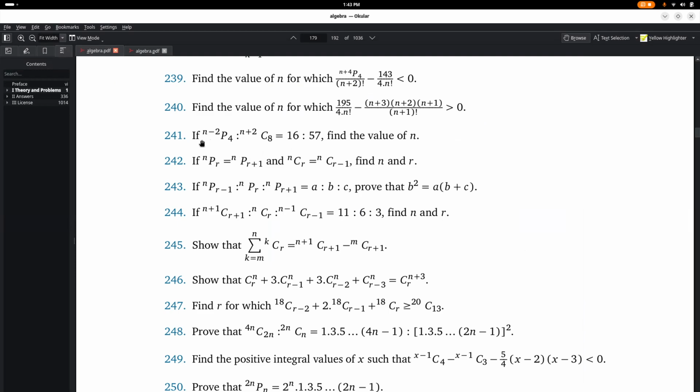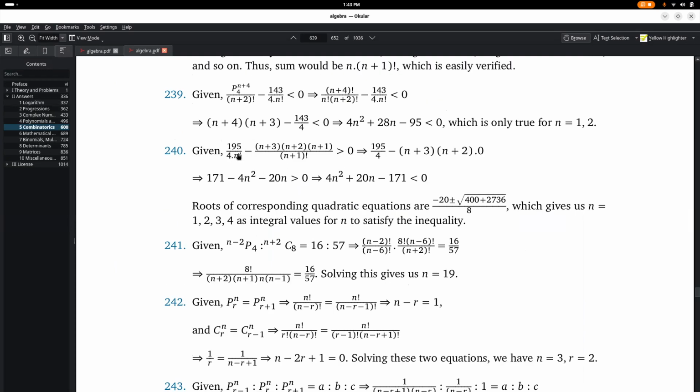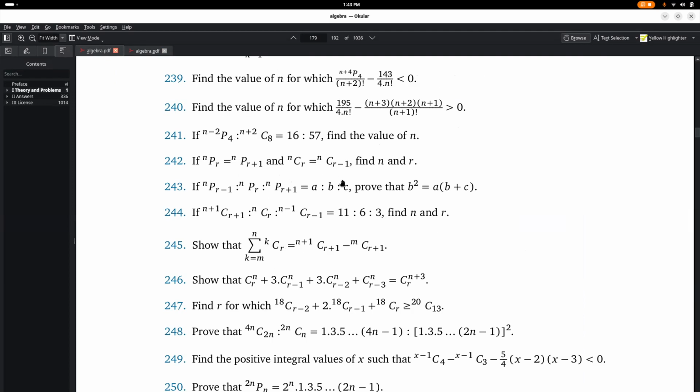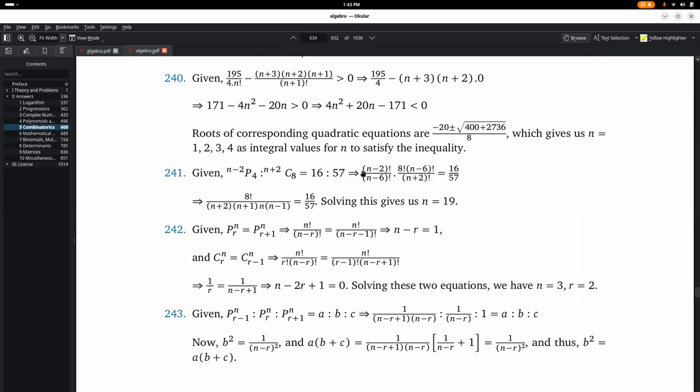Question 241 says that if (n−2)P4 is to (n+2)C8 is equal to 16 is to 57, find the value of n. So we are given that (n−2)P4 : (n+2)C8 = 16 : 57. We expand this: (n−2)P4 becomes (n−2)! divided by (n−6)!, and (n+2)C8 becomes (n+2)! in the denominator and 8! multiplied by (n−6)! in the numerator.